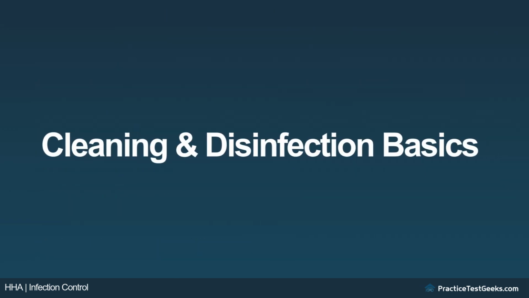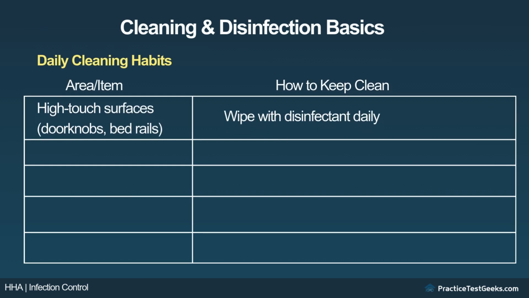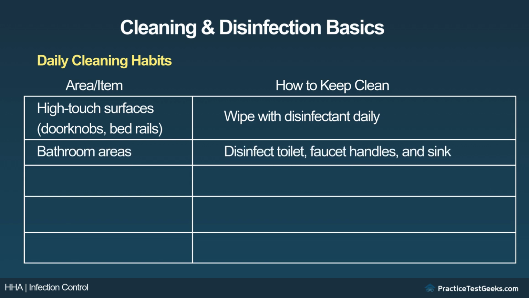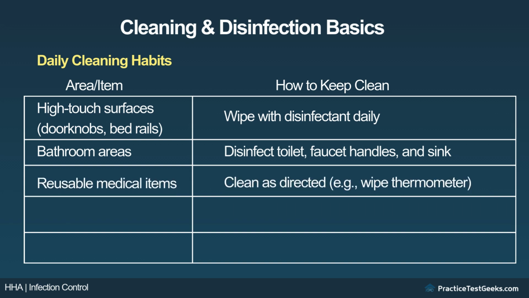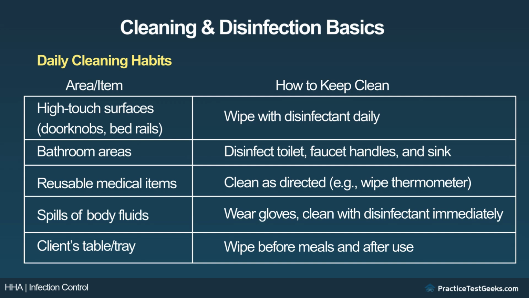Cleaning and disinfection basics. Let's start with daily cleaning habits. High-touch surfaces, doorknobs, bed rails, should be wiped with disinfectant daily. Bathroom areas: be sure to disinfect toilet, faucet handles, and sink. Reusable medical items, such as thermometers, must be cleaned as directed, e.g., wipe thermometer. If there's a spill of body fluids, wear gloves and clean with disinfectant immediately. Client's table tray: wipe before meals and after use. Always wear gloves when cleaning soiled surfaces or touching contaminated laundry.